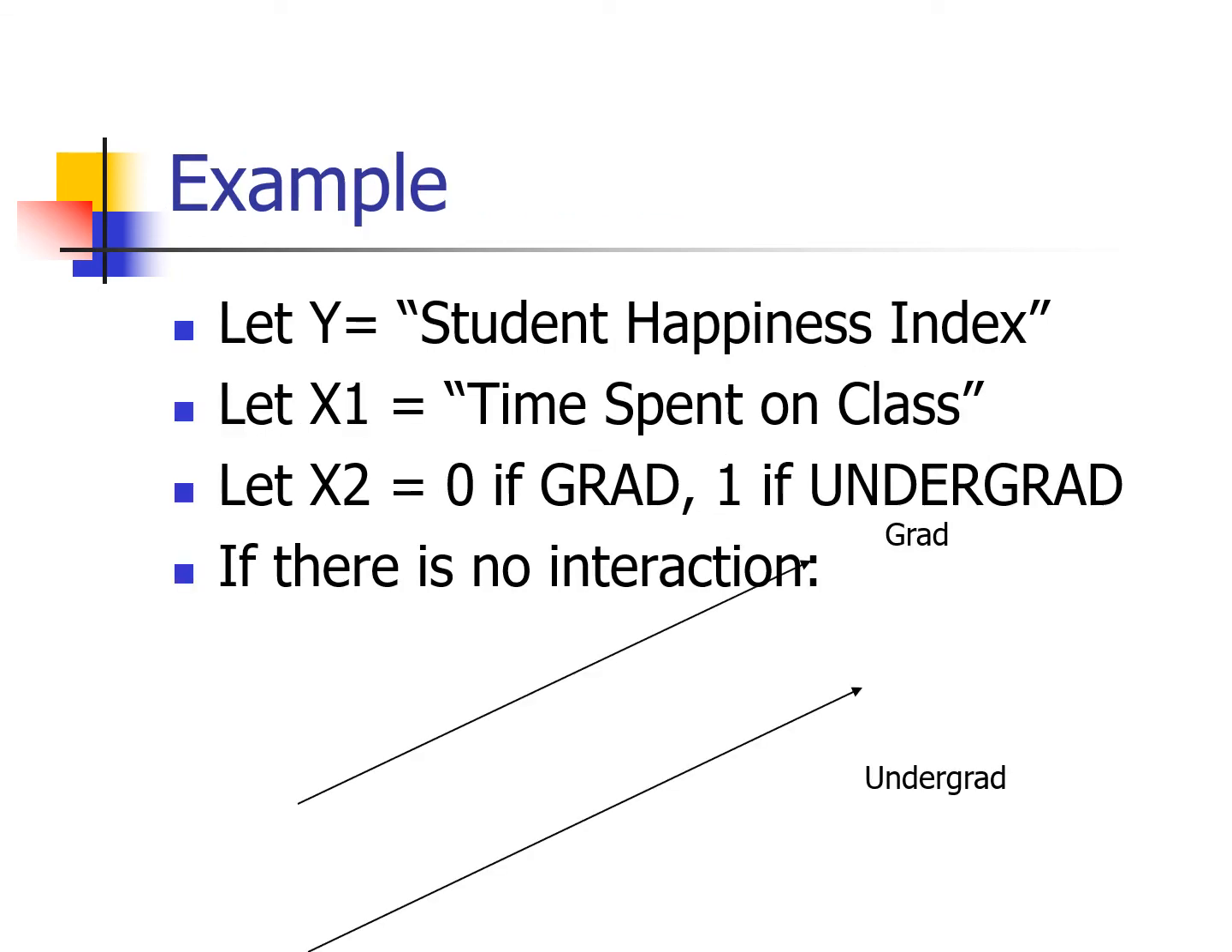Here is an example of no interaction. Y is, of course, we're all familiar with the student happiness index. Oh man, this is an idealized world, isn't it? So we have this graph, and what do we see?